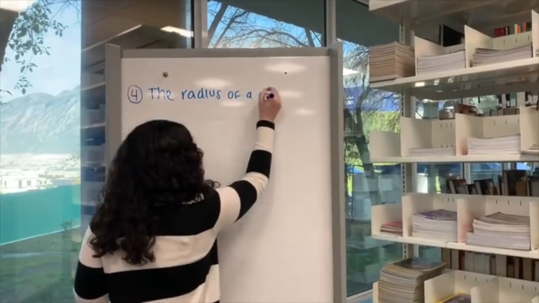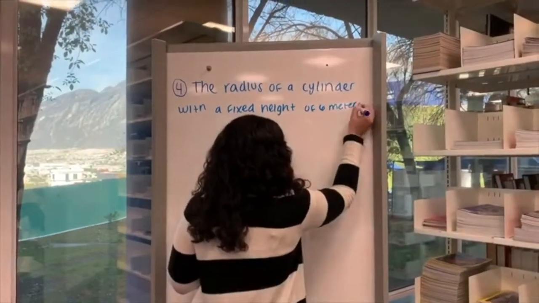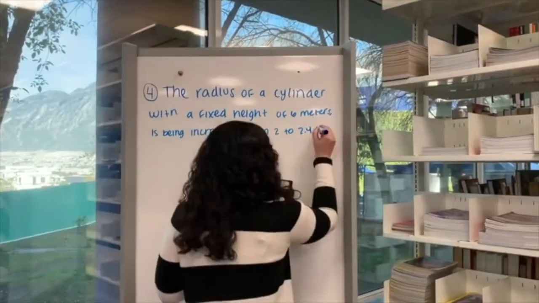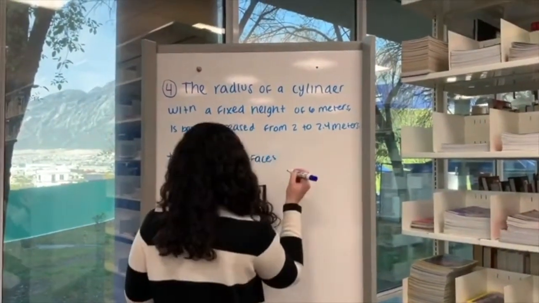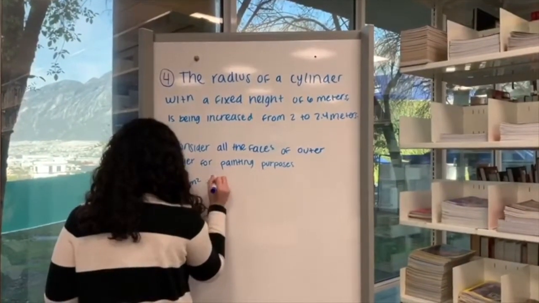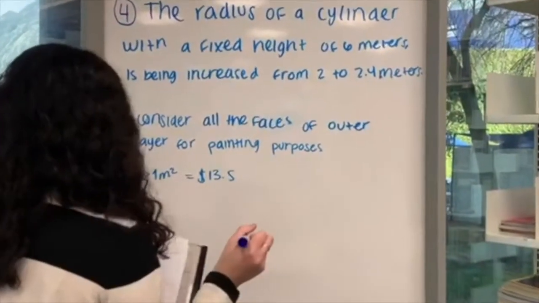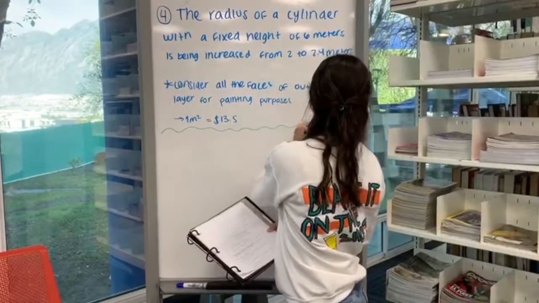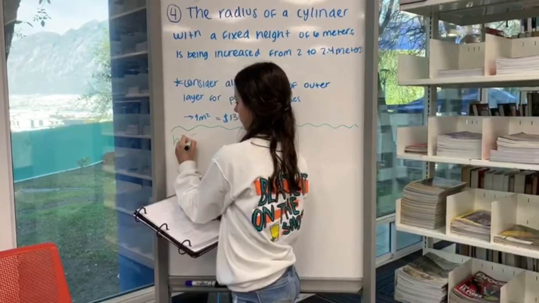The first problem that we were given was problem number 4. It states, the radius of a cylinder with a fixed height of 6 meters is being increased from 2 to 2.4 meters. We have to consider all the faces of the outer layer for painting purposes. We also have to consider that 1 meter squared is equal to $13.50.